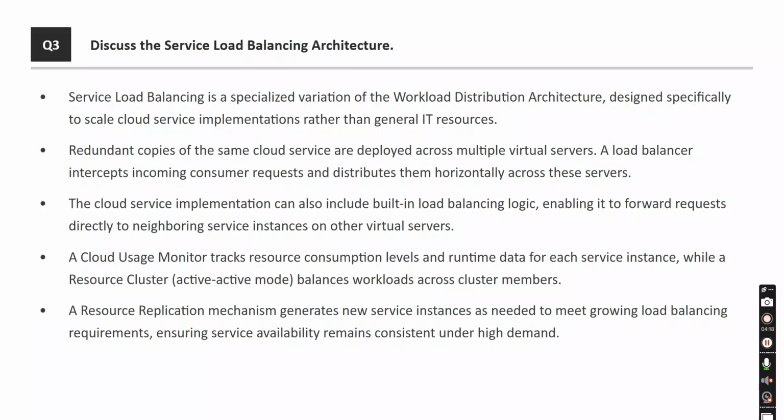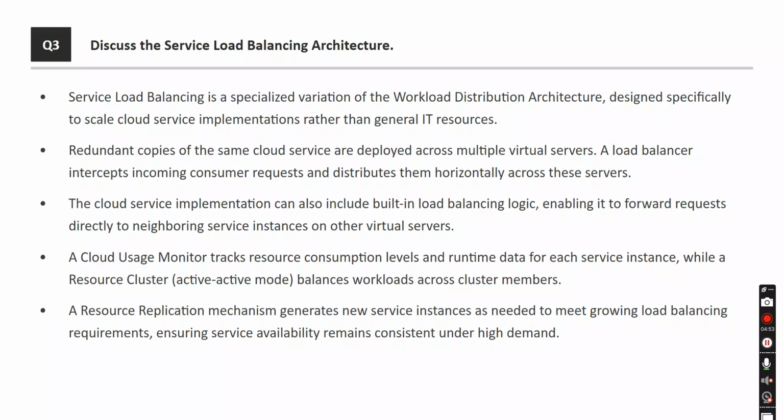Redundant copies of the same cloud service are deployed across multiple virtual servers. A load balancer then intercepts all the incoming requests from consumers and distributes them horizontally across those servers. The service itself can also include built-in load balancing logic, which lets it forward requests directly to neighboring service instances on other virtual servers without always going through the central load balancer.